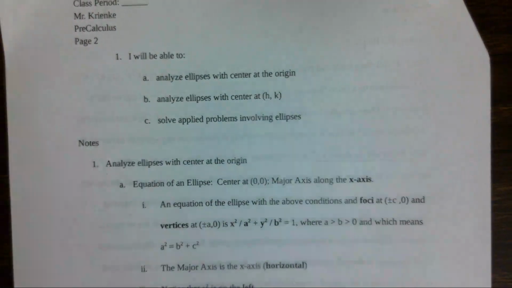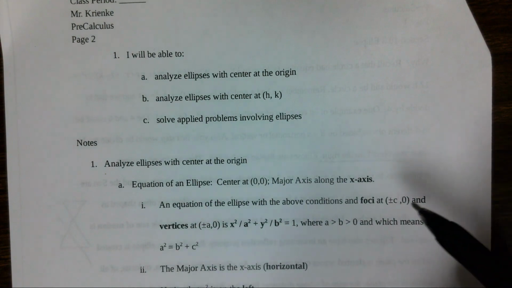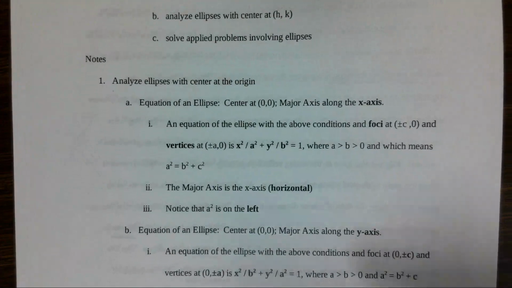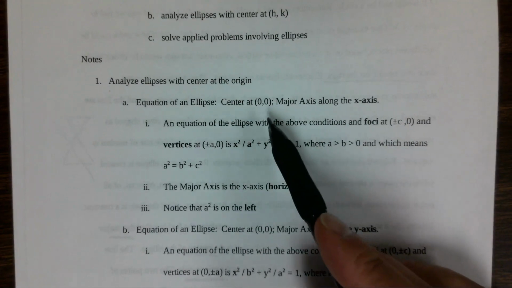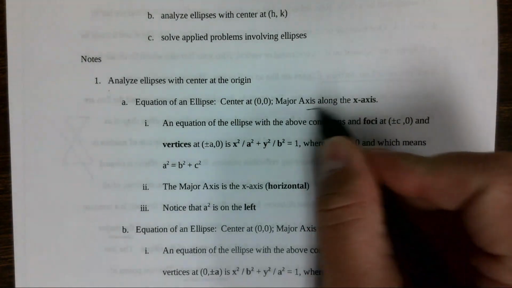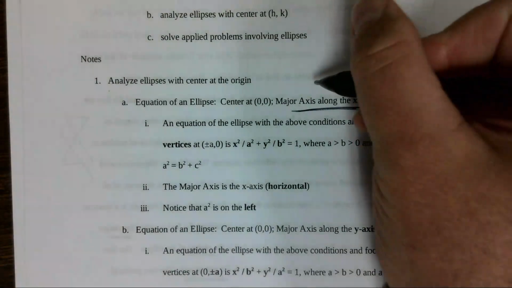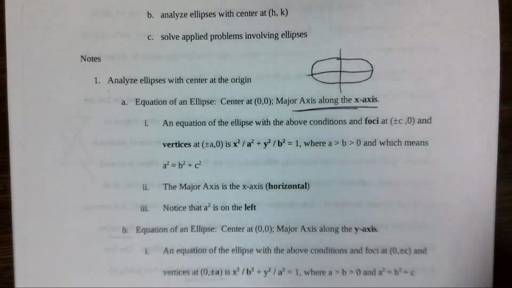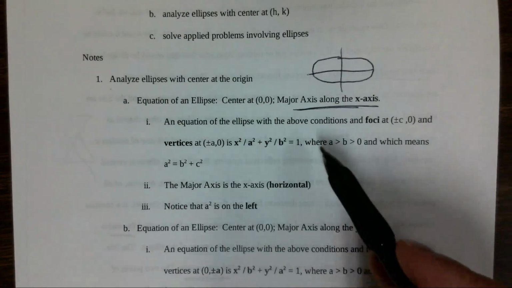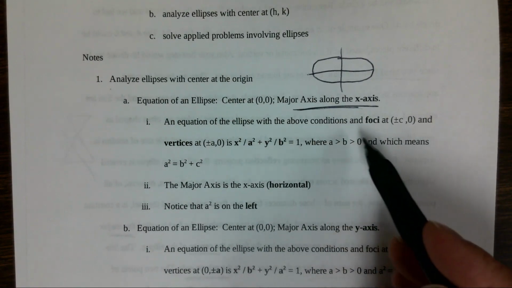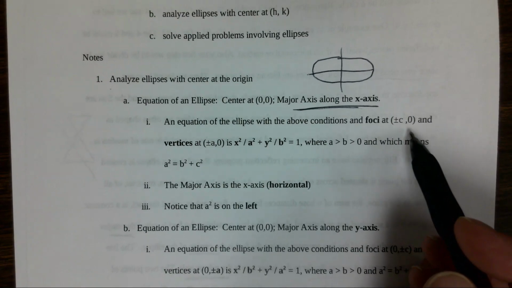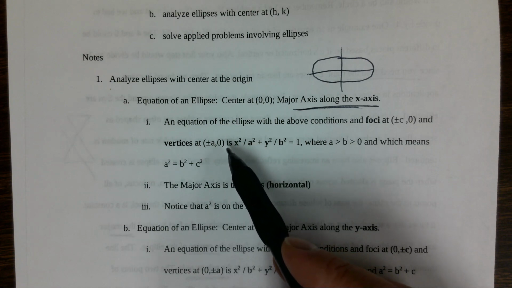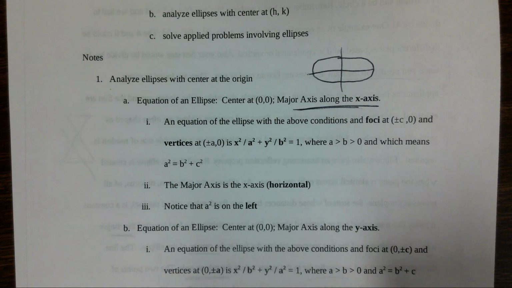So your objectives are to analyze ellipses with center at the origin or at h, k and solve applied problems. So with analyzing them at the origin with center 0, 0 along the x-axis, kind of like this idea, like a track. Your equation of the ellipse with the foci at plus and minus c, 0 and vertices at plus or minus a, 0 is the following.